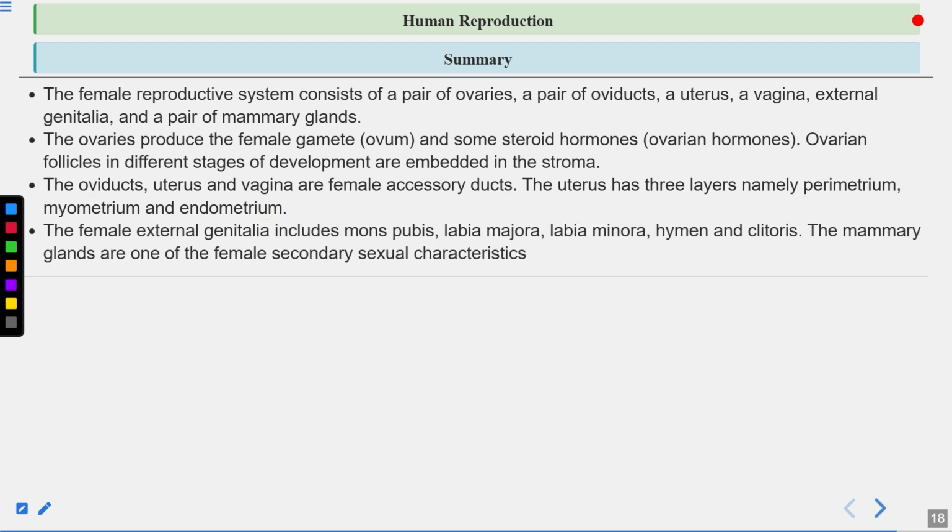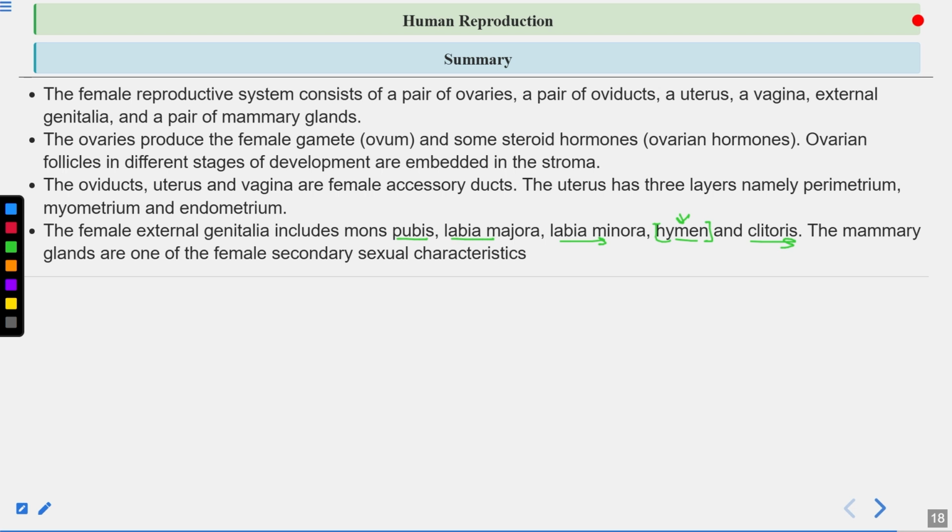Female external genitalia includes mons pubis, labia majora, labia minora, hymen, and clitoris. Now, the hymen is the covering of the vagina, and the presence or absence of the hymen is not an indicator of virginity of the female, because sometimes the hymen can persist after sexual intercourse, or it can break due to a sudden jolt or fall, or due to cycling, or any sport activity.